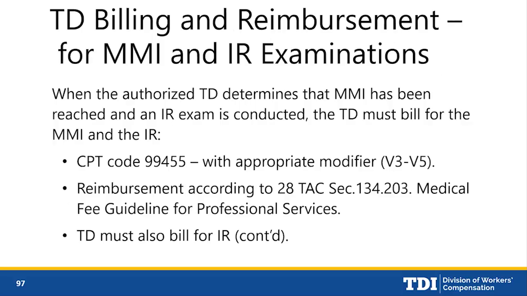So when a treating doctor determines that someone is at maximum medical improvement, certified to do impairment ratings, they must bill for maximum medical improvement and the impairment rating. So MMI is going to be 99455 with that appropriate modifier, V3 through V5, and then reimbursement according to the medical fee guideline. And then the impairment rating portion would also be billed, and you would have to be certified. And that also would be billed at 99455.